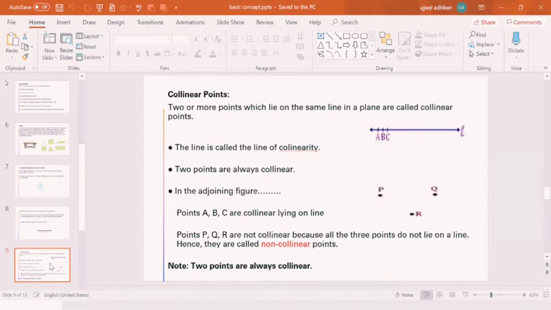And try with three different points. Try placing three points in the same place. That may not be collinear, just like P, Q, R are not collinear points. Students, maybe you are clear on the concept of collinear points.